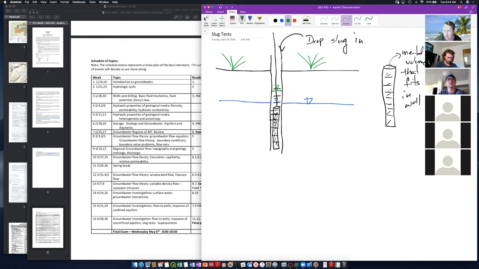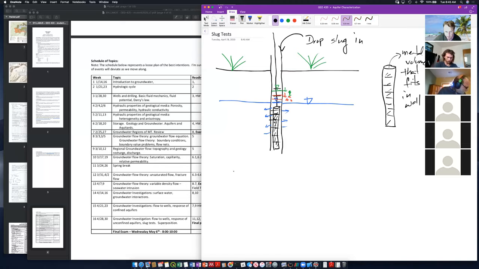Okay, so then what do you think's going to happen? I've got this higher water level inside my well. It'll slowly drain. Yeah, so I've got a higher head inside the well now, and so my water's going to come out. It'll drain out of my well, and this water level will fall back through time, back to the original water level.